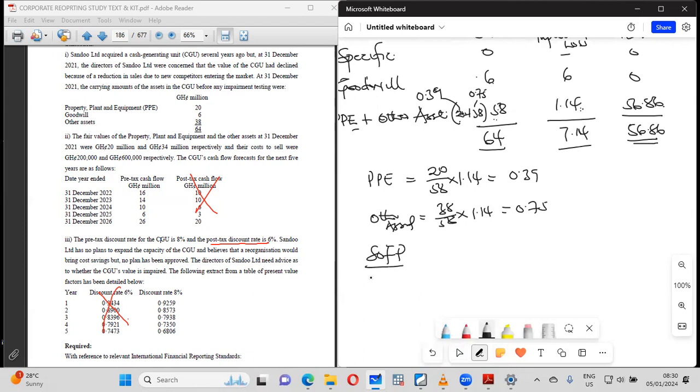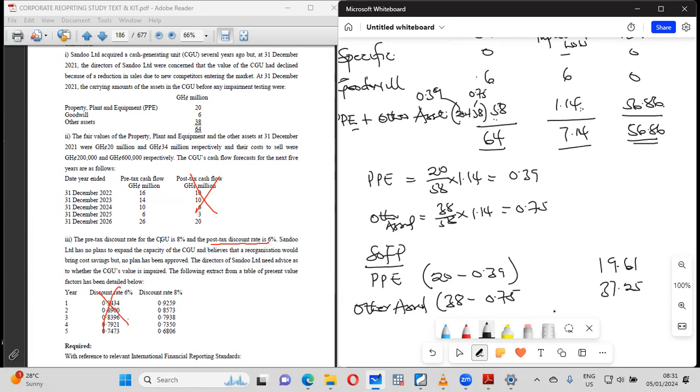Then the next thing will be our PPE. So for PPE, we will have 20 minus 0.39, which gives us 19.61. So that is what we will be recording. Then the other assets, it can be non-current, current assets. It could also be non-current assets. So we have 38, you are taking away 0.75. My guess is that should be 37.25. So basically that is that. That's how you present it.